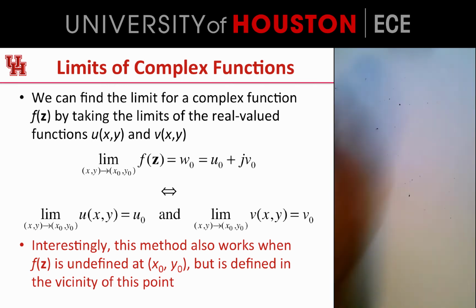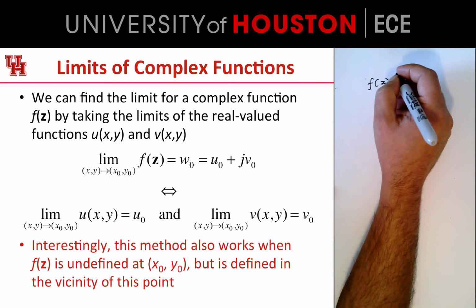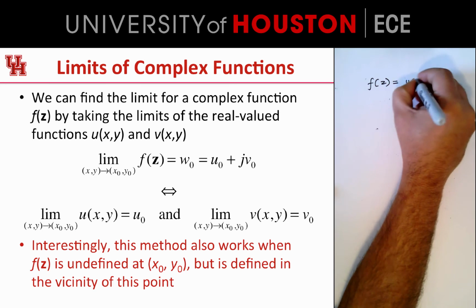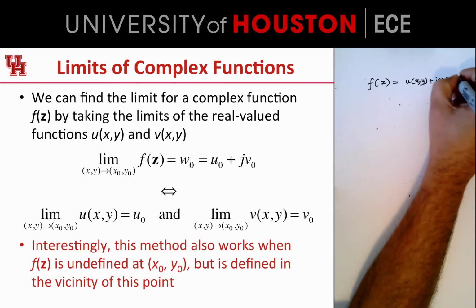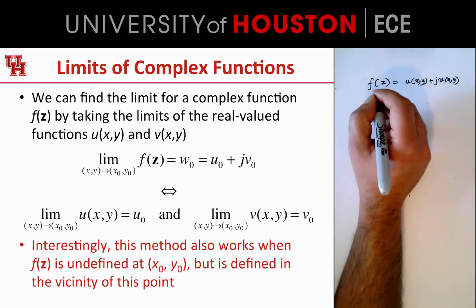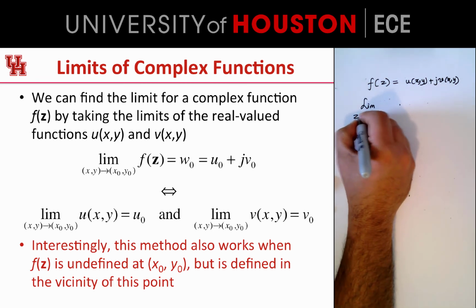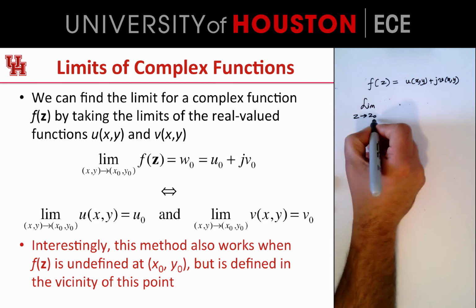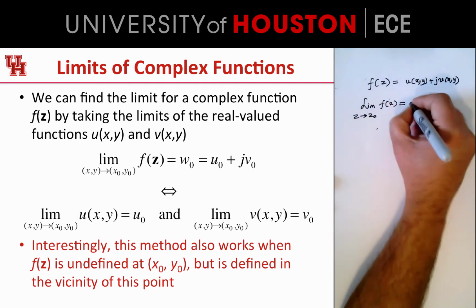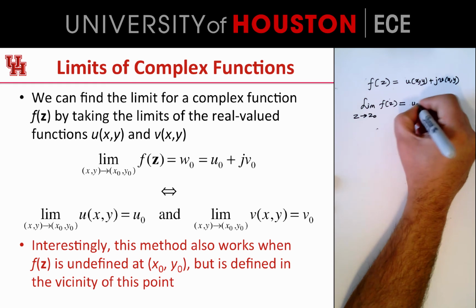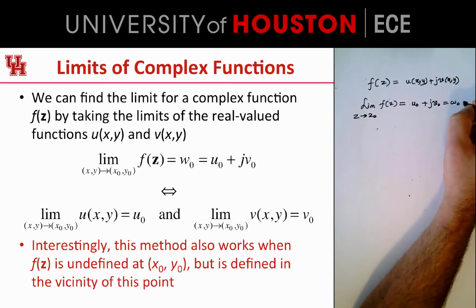Okay, let's get to the next slide. If we are given a complex function, say f of z, and f of z is given by u of xy plus j v of xy, and suppose that we're asked for the limit as z goes to z naught, where z is xy and z naught is x naught y naught. And suppose this limit is given by u naught plus j v naught. Let's call that collectively the complex number w naught.